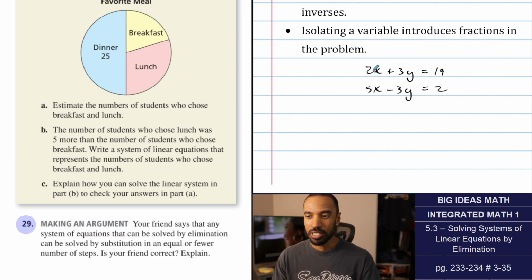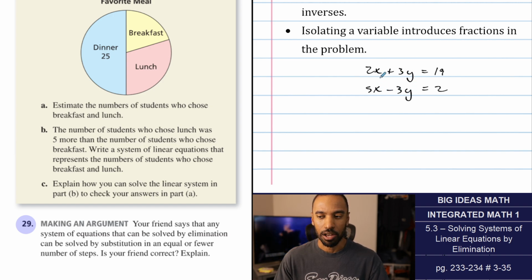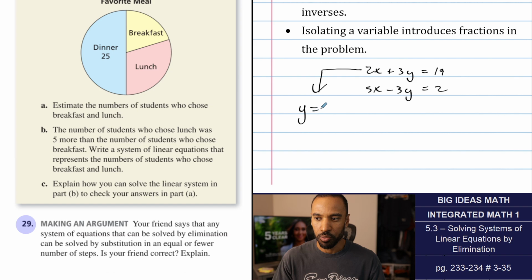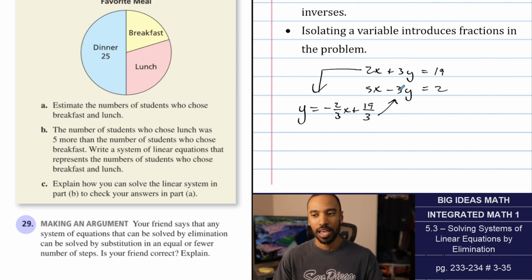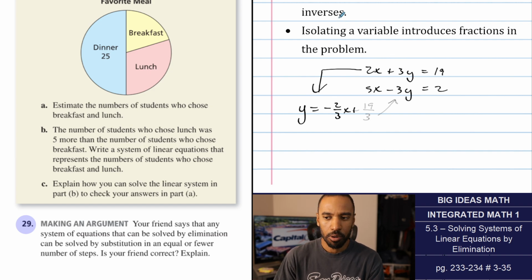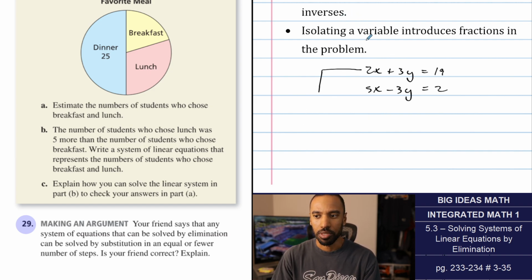Substitution? You'd have to get a variable not only by itself and isolate it, but no matter which one I do, it's going to introduce fractions everywhere. If I want to get this y by itself, I subtract 2x from both sides, divide both sides by 3, and I get y equals negative 2/3 x plus 19/3. And I have to substitute that into the other equation. It's multiplying by 3, which will clear out the fractions, but that's no fun, and more importantly, that's more steps. So no, this is an elimination one that is ready to go.